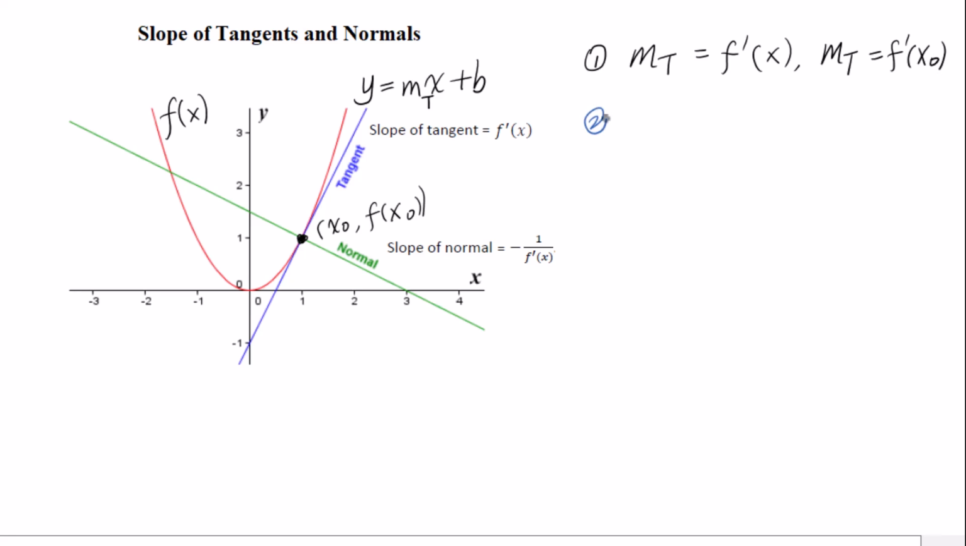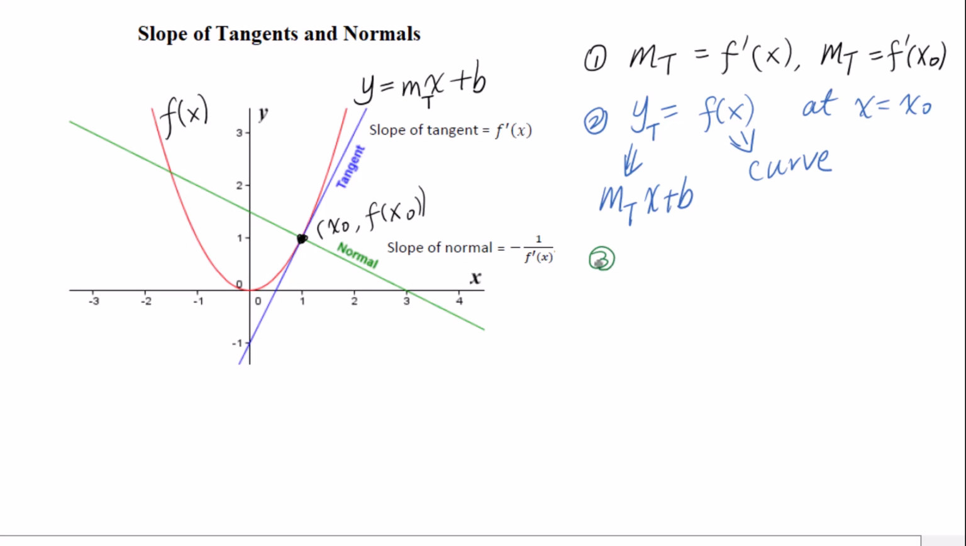The second one, y equals f of x at x equals x0. This y is the y of the tangent line. Let's write down m sub t x plus b. This f of x is the curve.